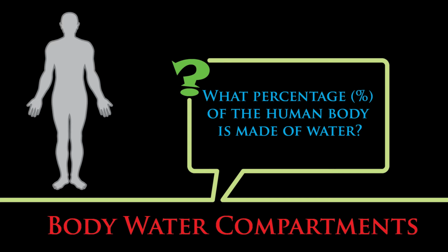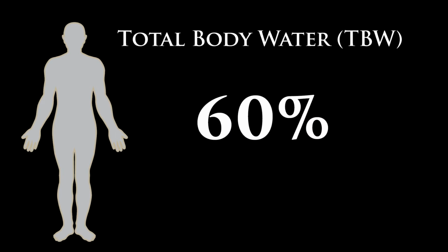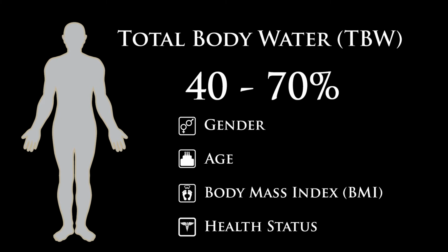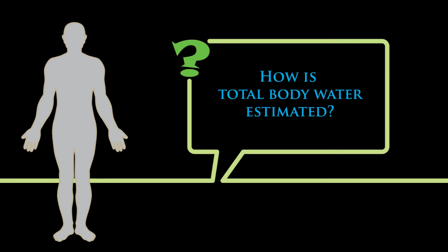Well, the answer is the average adult consists of 60% water, which is referred to as total body water. However, total body water can vary between 40 and 70%, depending on a person's gender, age, body mass index, and health status. We'll discuss these 4 factors and how they influence total body water in future lessons. But for now, let's address the question of how total body water volume is determined.